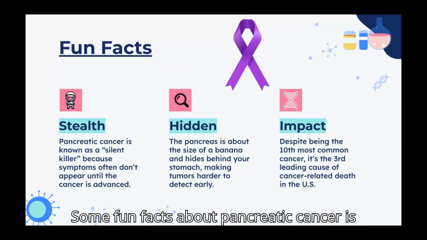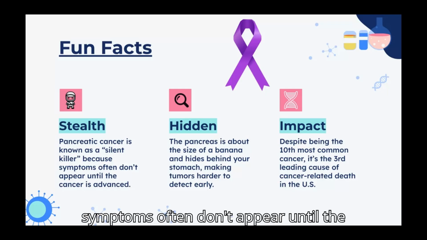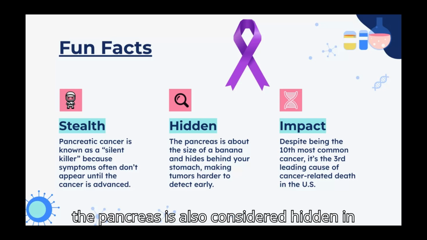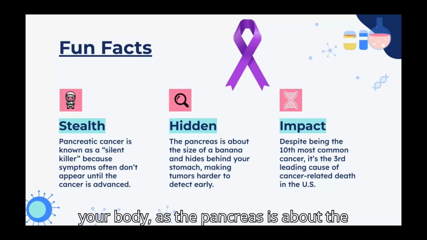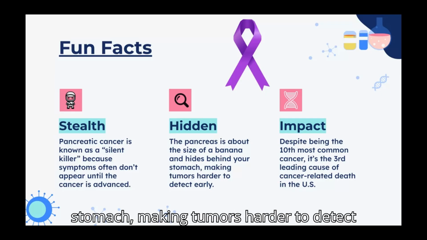Some fun facts about pancreatic cancer: it is actually referred to as a silent killer because symptoms often don't appear until the cancer is more advanced. And the pancreas is also considered hidden in your body, as the pancreas is about the size of a banana and it hides behind your stomach, making tumors harder to detect in earlier stages.